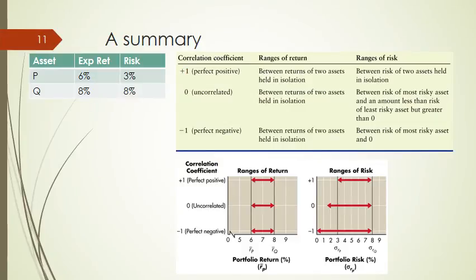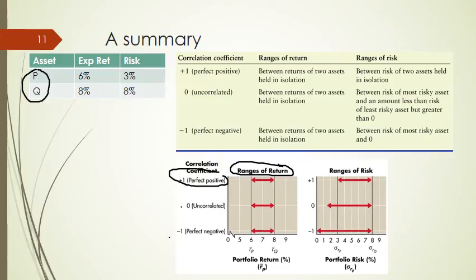So now this is another summary that you will see in your textbook. Here we have expected returns, and we have a given level of risk for assets P and Q. If we start with the ranges of returns corresponding to correlation, we have perfectly positive correlation, uncorrelated returns, and perfectly negative correlation. What happens is that the range of returns remains the same. However, the greatest reductions in risk can be achieved if you have assets that are perfectly negatively correlated.